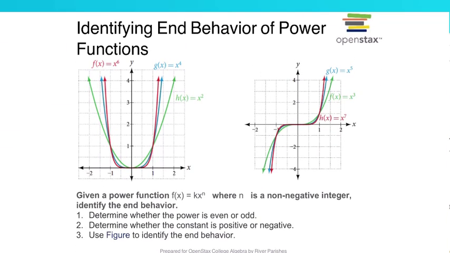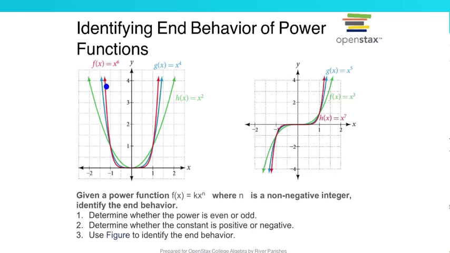All right, let's talk about end behavior of power functions. Let's check out these graphs that we have at the top. On the left-hand side, we have f of x equals x to the sixth, g of x equals x to the fourth, and h of x equals x squared. What do you notice about all three?